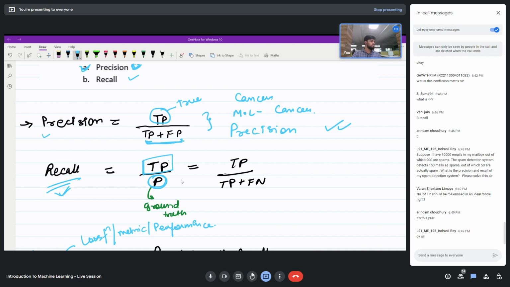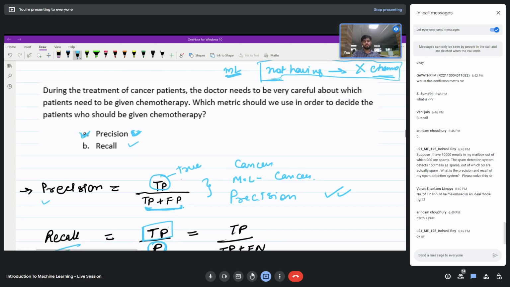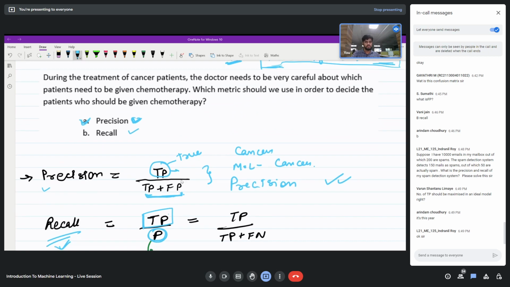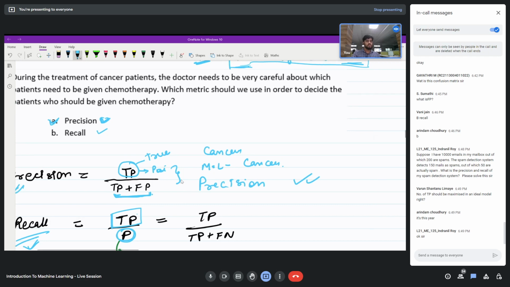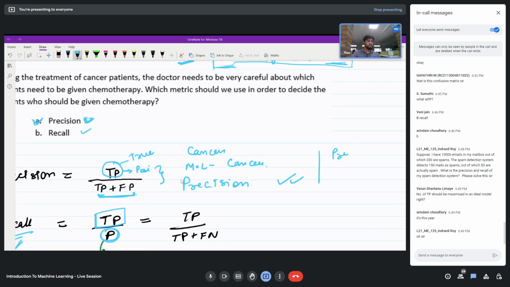Okay. So you are asking that the number of true positives should be maximized. Now, when you look at true positive, this precision and recall is with respect to the positive class, right? So you can also have a similar precision and recall for the negative class.